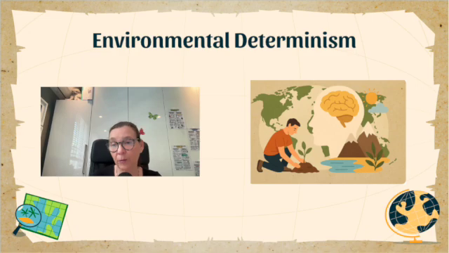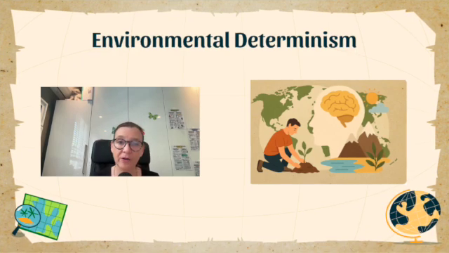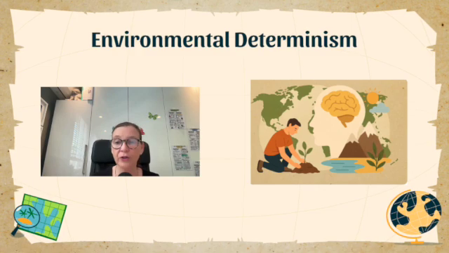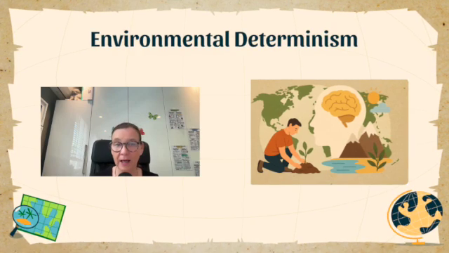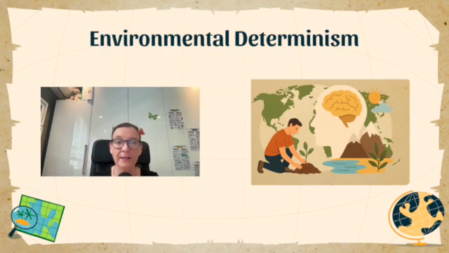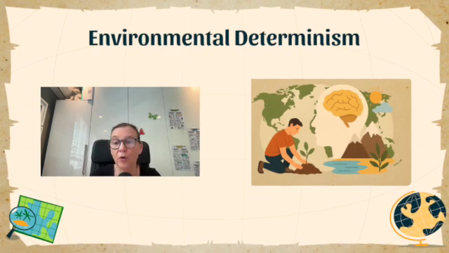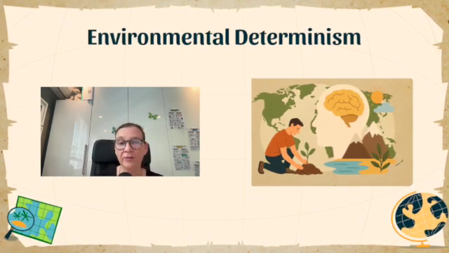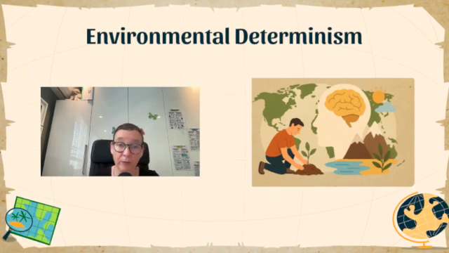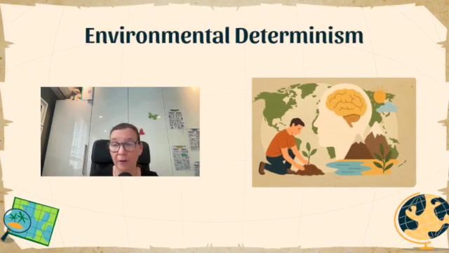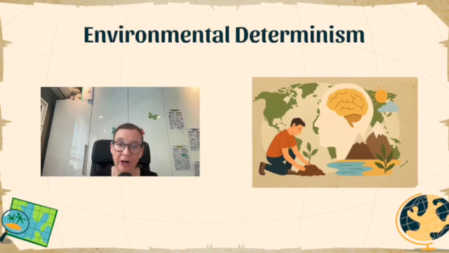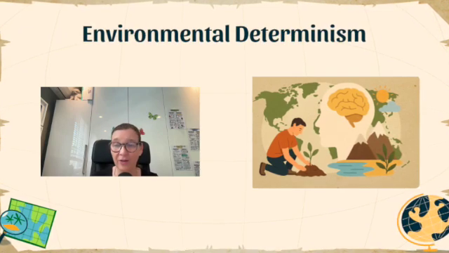So one of the key terms that was on the list was environmental determinism. This is the idea that the physical environment directly shapes human culture and behavior. In other words, things like climate, landforms, and resources decide what societies can or can't do. For example, ancient civilizations often developed near rivers because the fertile land made farming possible. That shows how the environment influenced where people lived and how they survived.